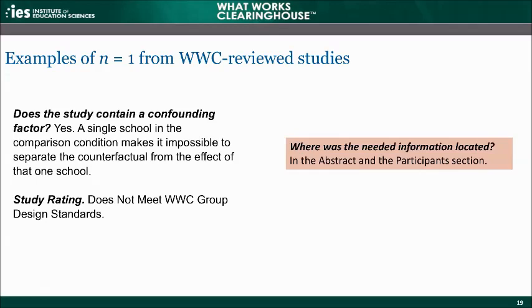Before we go on to the next slide, I wanted to point out to you that on this slide and other similar slides, we show where in the study description we found information that helped us identify the presence of a confound. That information is in this pink or pinkish box on the right side of your screen. So for this study, the information was in the abstract and participant sections. So now we can move on to the next example.